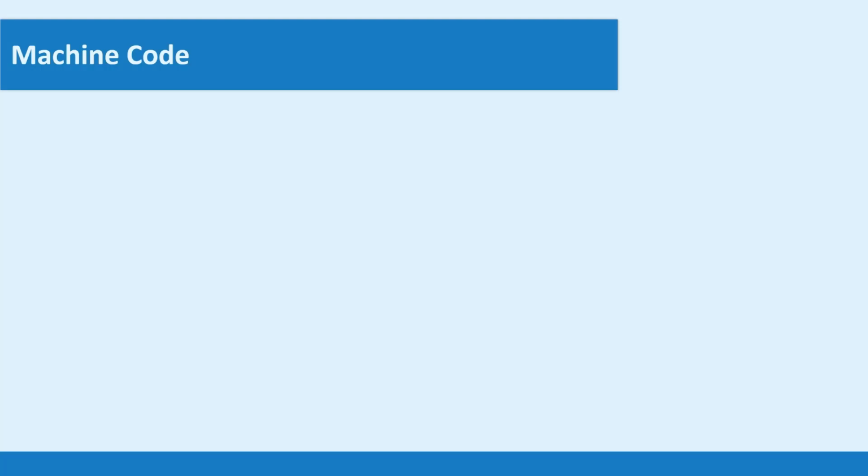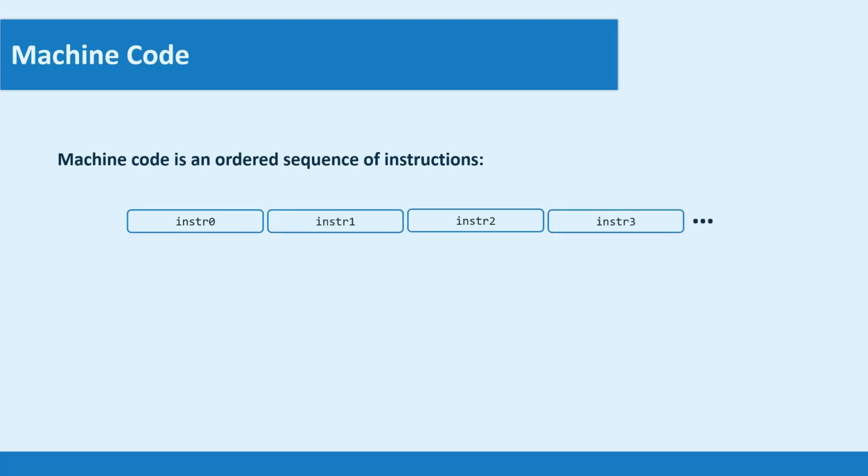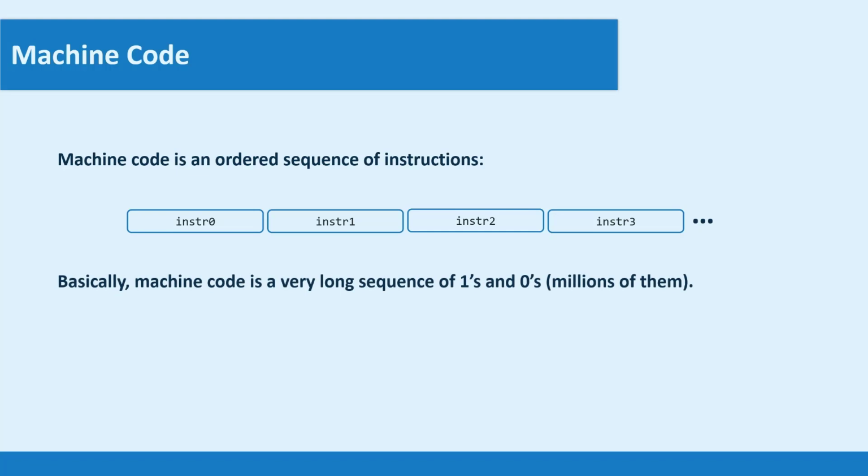Therefore, usually, the input to the CPU consists of many instructions. It's an ordered sequence of instructions, and this ordered sequence of instructions is called machine code. So basically, machine code is a very long sequence of ones and zeros, usually millions of them. And if you try to read or write a specific sequence of ones and zeros that has millions of them, you will inevitably fail. Therefore, machine code is not human readable and it's not human writable, unless we are talking about very simple cases.